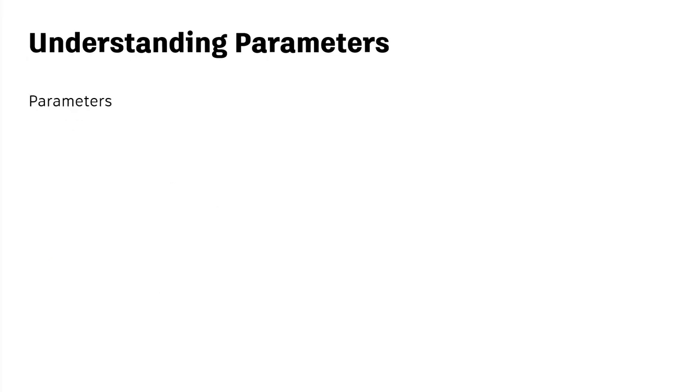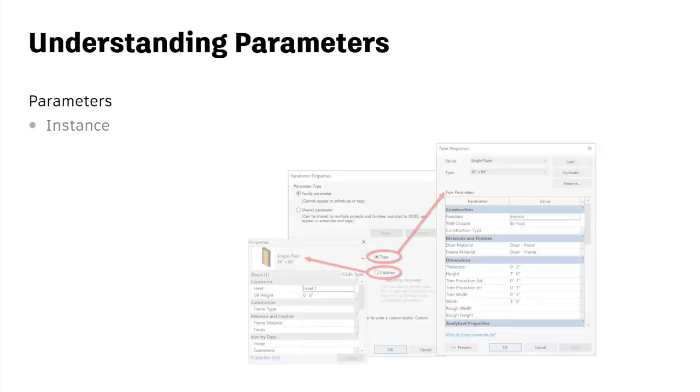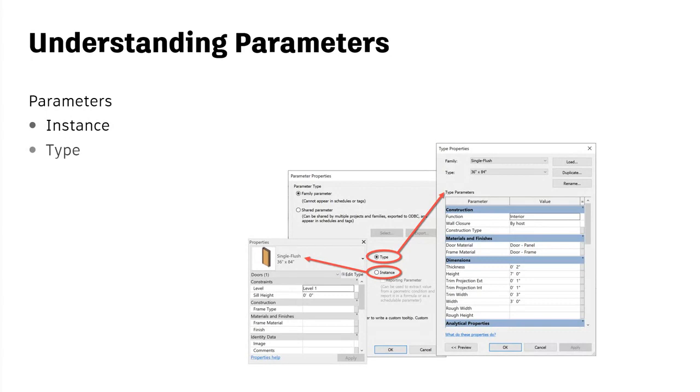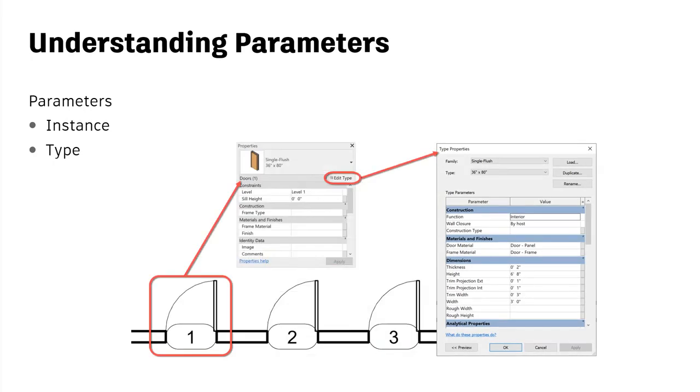A parameter is either an instance property or a type property, and will display in the Properties palette or Type Properties dialog, respectively. A type property controls all elements of the family type, whereas an instance property only controls a single element instance. Although the built-in category parameters satisfy the most common circumstances, you may eventually need to create custom parameters.